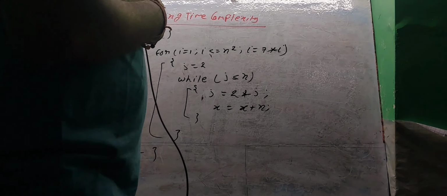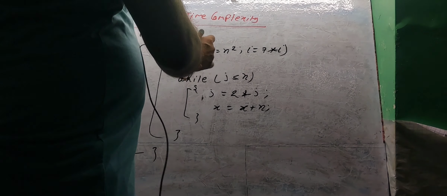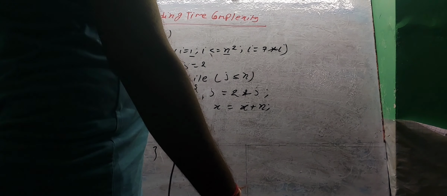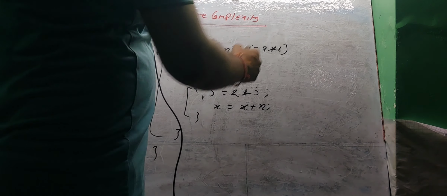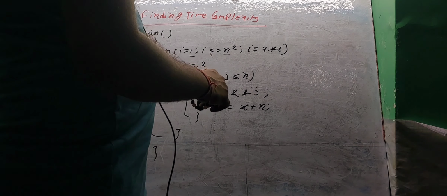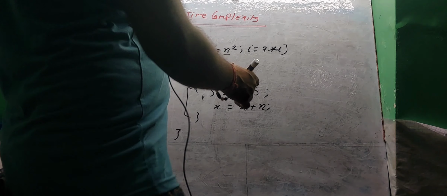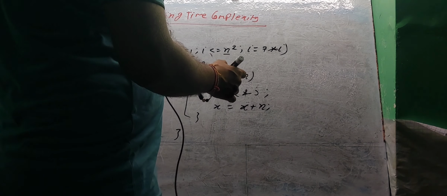Let's try to solve this problem. Starting from 1 and go till n square. Okay, and increment is every time multiply by 7. Okay, this type of example we discussed in previous video.